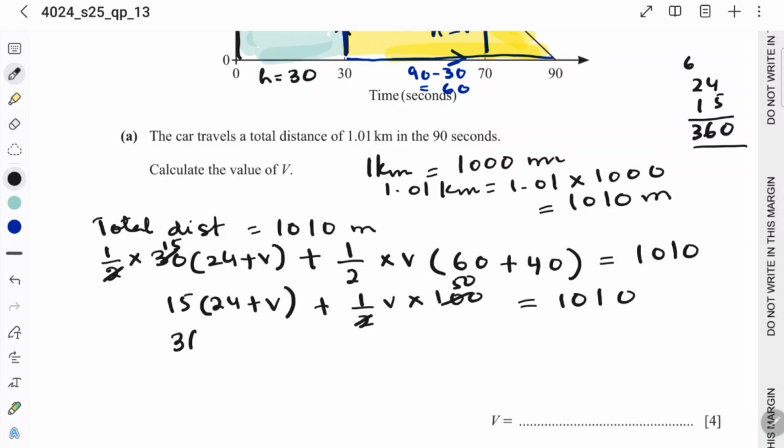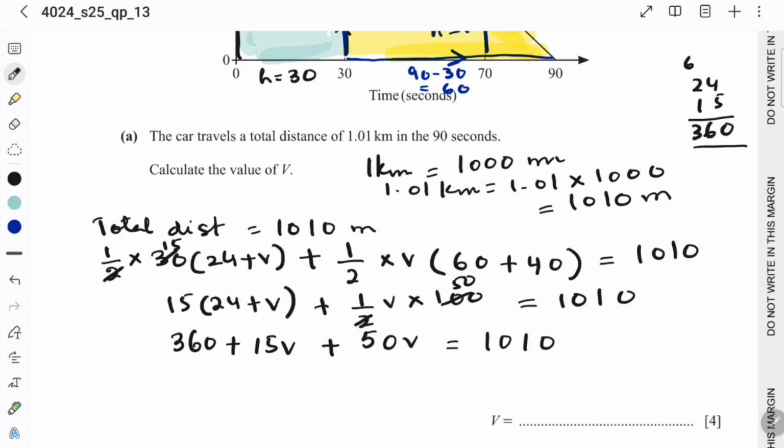So 360 plus 15v. You can do 5 multiply and then 1 multiply and then add, if you don't remember the times table of 15. Otherwise the 15 times table is easy. Okay, all right. So we have 15v, 360 plus 15v plus 100v, it is 50v because we have already cancelled 100 by 2. So that is 50v is equal to 1010.